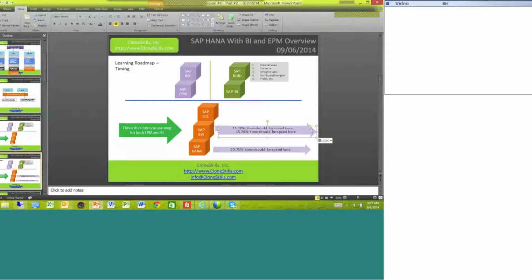Okay, and this is basically the next level. I would say 10 to 15% of your time should be spent here. So we do need to understand this one. So this is how I see it, okay?